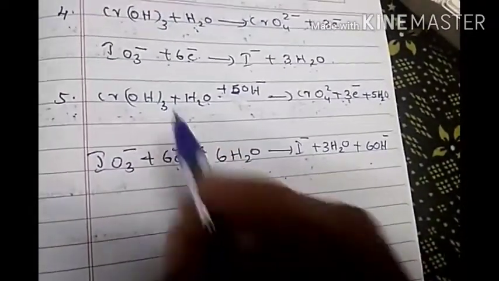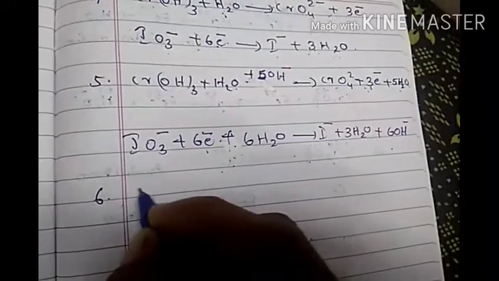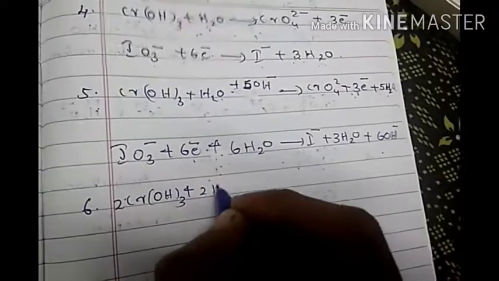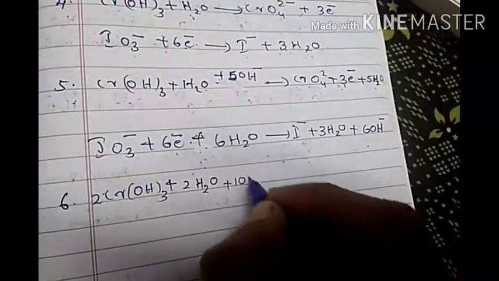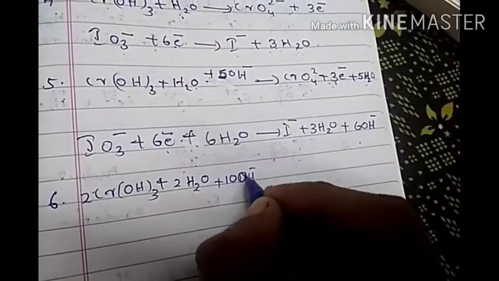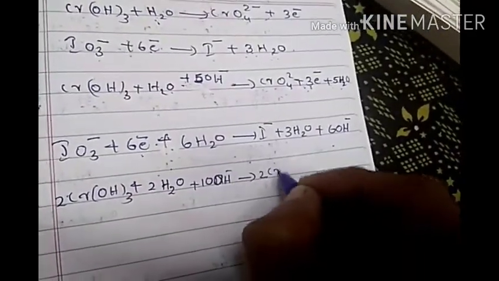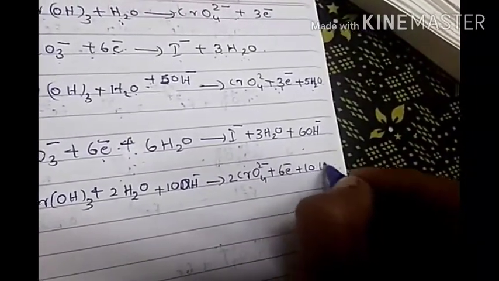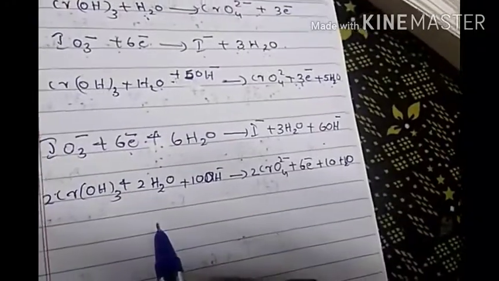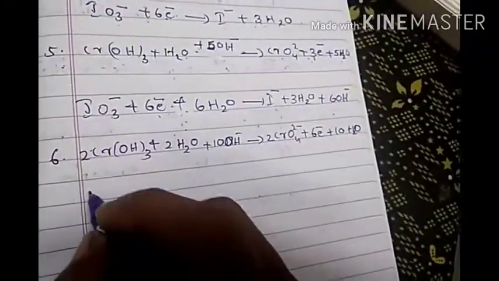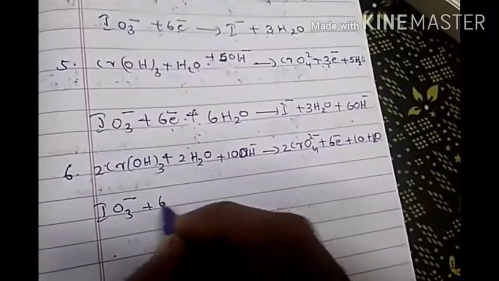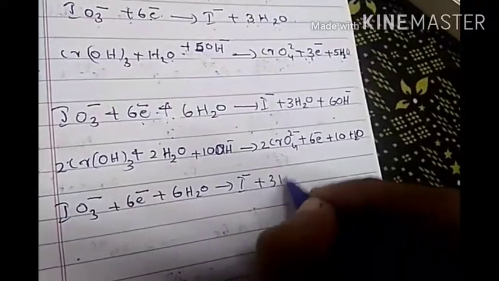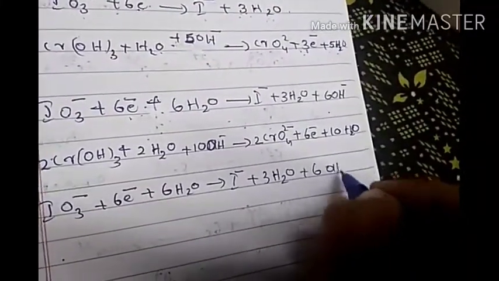When we are multiplying with 2, it will get, it is the next step, 2 Cr(OH)3 plus 2 H2O plus 10 OH minus gives 2 CrO4 2 minus plus 6 electrons plus 10 H2O. This is the first equation, and the second equation we can write as such. IO3 minus plus 6 electrons plus 6 H2O gives I minus plus 3 H2O plus 6 OH minus.